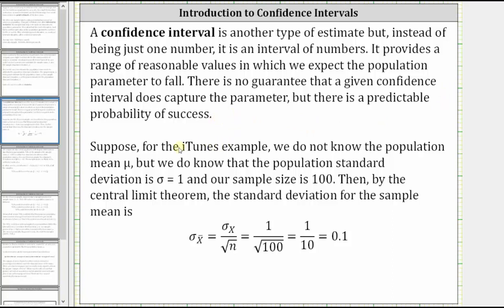Suppose for the iTunes example, we do not know the population mean mu, but we do know the population standard deviation sigma is equal to 1, and our sample size is 100. Then by the central limit theorem, the standard deviation for the sample mean is equal to the standard deviation of the population divided by the square root of the sample size, which is equal to 1 divided by the square root of 100, which equals 1/10 or 0.1.